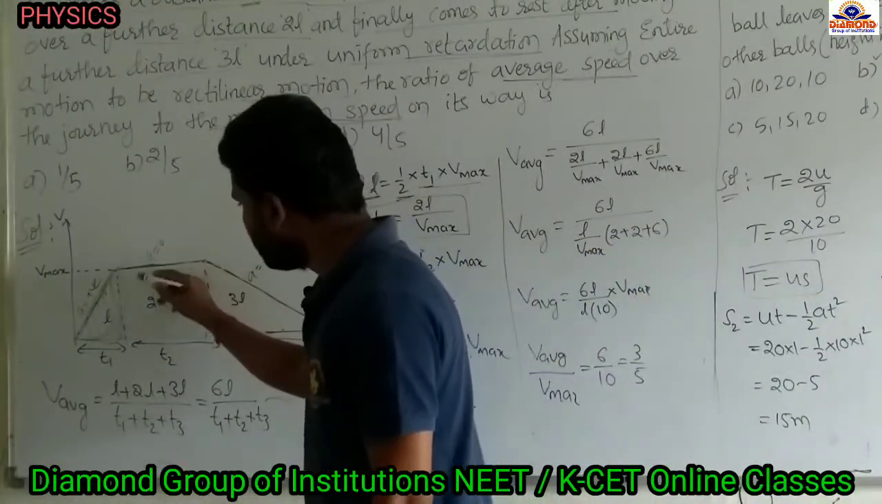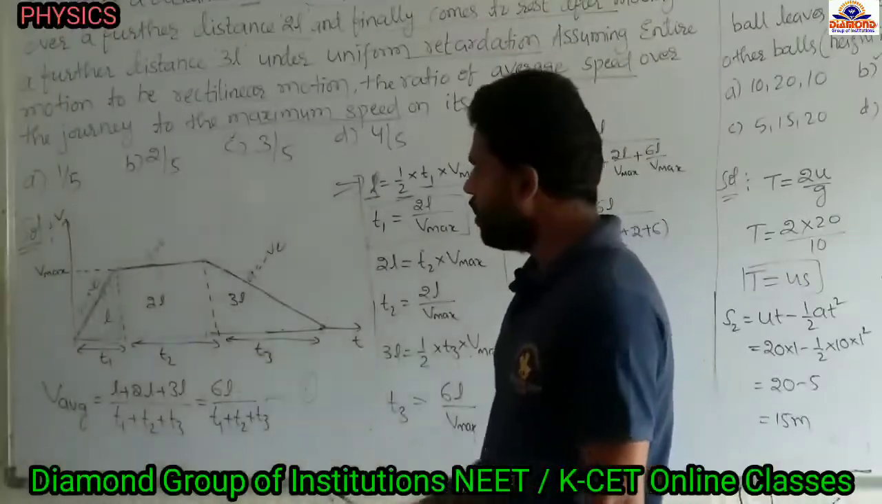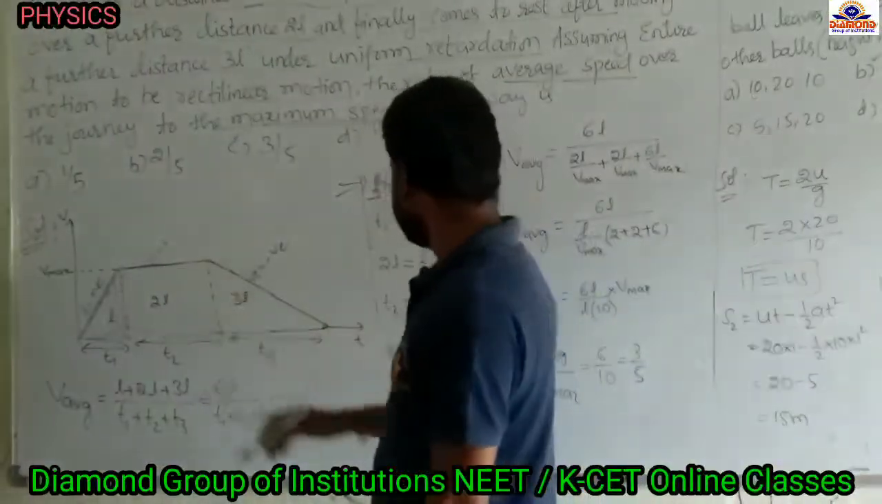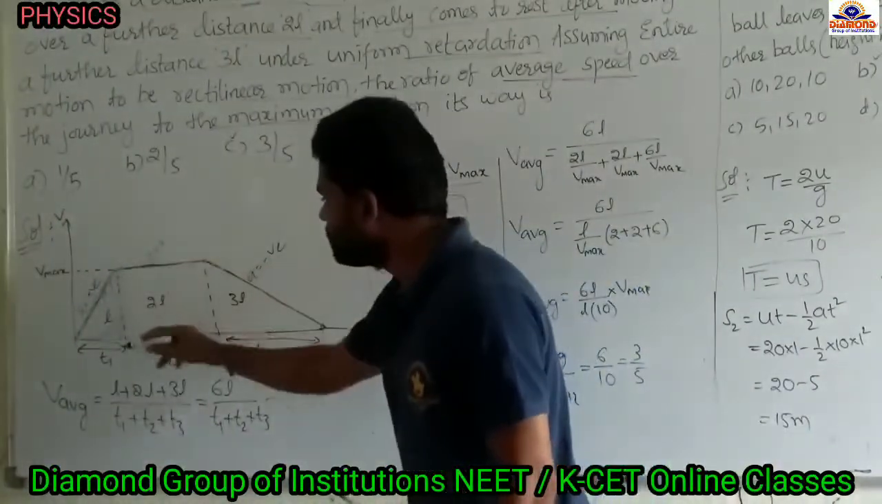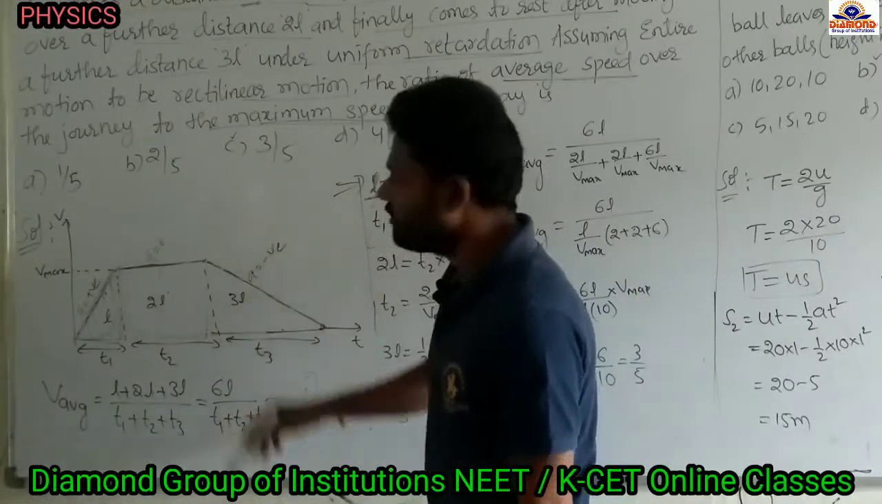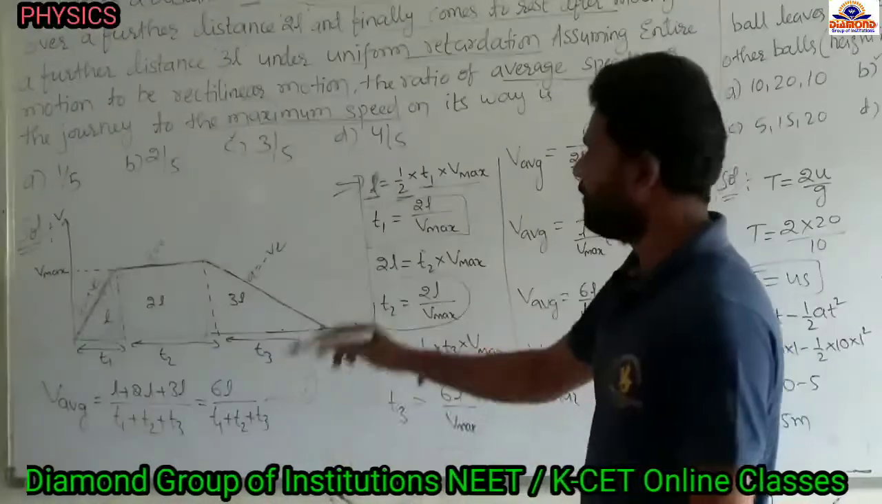The area under this graph gives the distance covered by the body, which is 2L. This is a rectangle, so area is length into breadth. Length is t2 and breadth is V max. So 2L equals t2 into V max, and t2 equals 2L by V max.